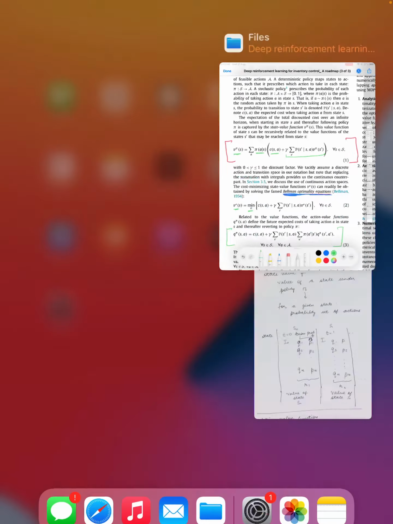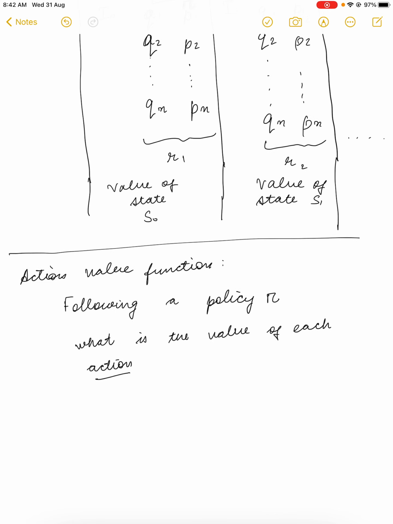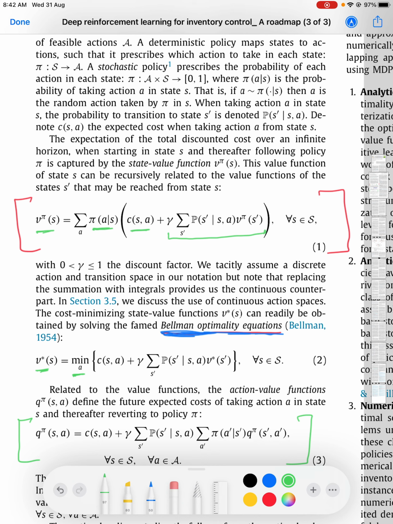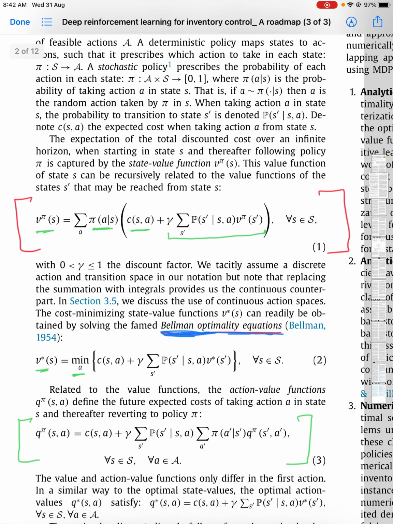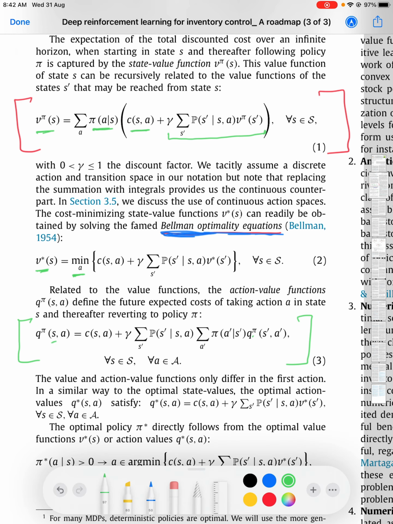So the next thing we come to are action value functions. It simply means, if we are following a policy pi, what is the value associated with each action. You can see this in the green bracket. If I'm following a policy pi, I'm in a state S and I take an action A, what will be the value of that action? There will be some cost associated with it, and then some probability of going to a future state S dash, and the summation of all the values of actions associated with the future states. This is the way we define the action value function.